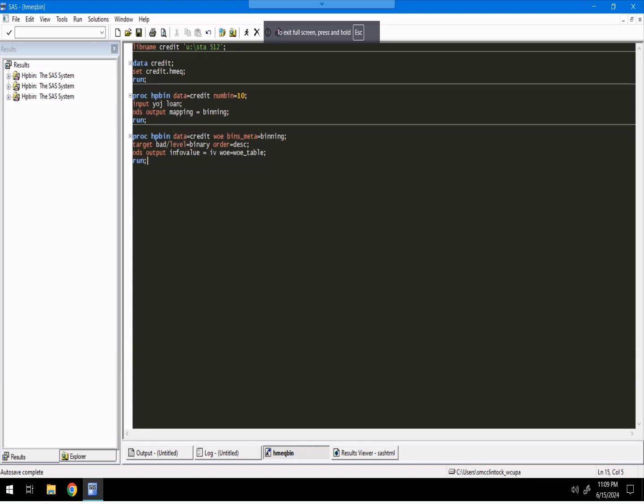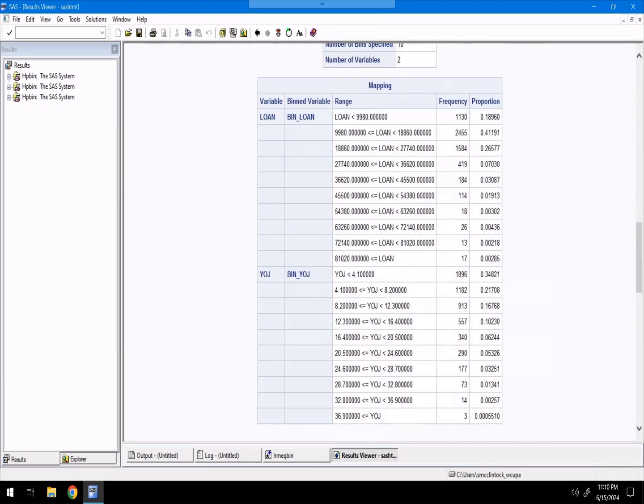So let's take a look at the output here. You can see it took the loan variable and created 10 bins. If you count those lines, there should be 10 of them: 1, 2, 3, 4, 5, 6, 7, 8, 9, 10. Yep. Phew. It tells me what the bin is, right? The first one is less than 9980. The other one is between 9980 and 18860, right? It builds these bins based on default criteria that I can tweak and play around with.